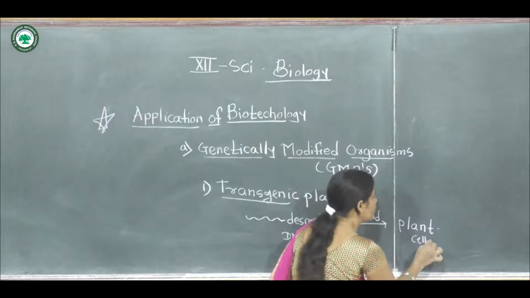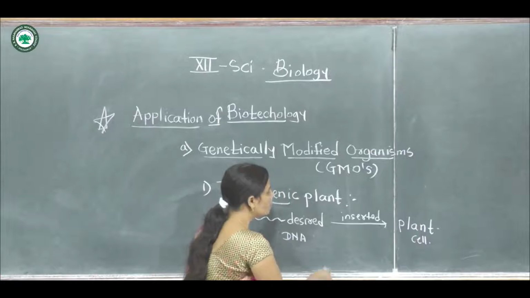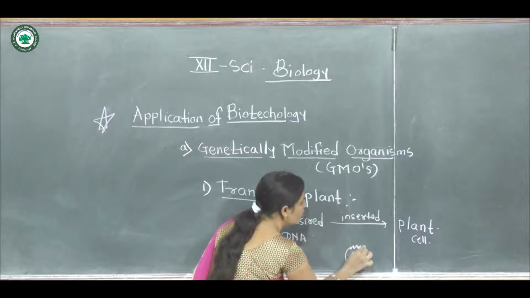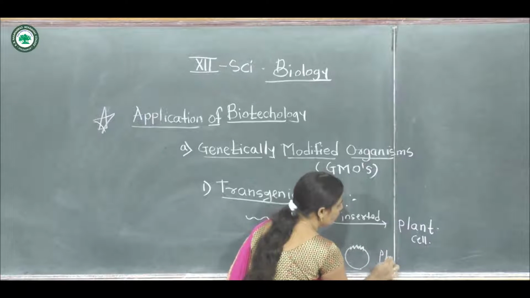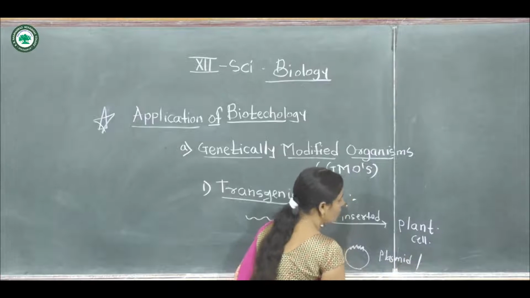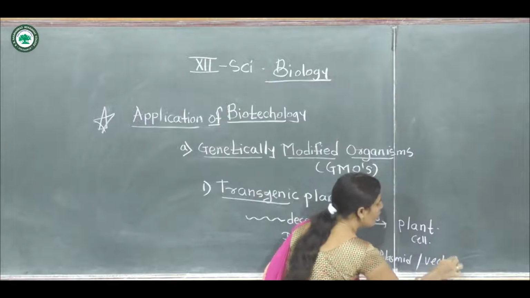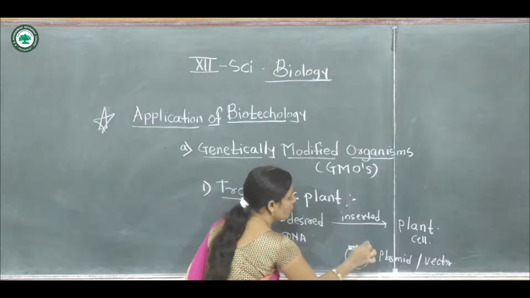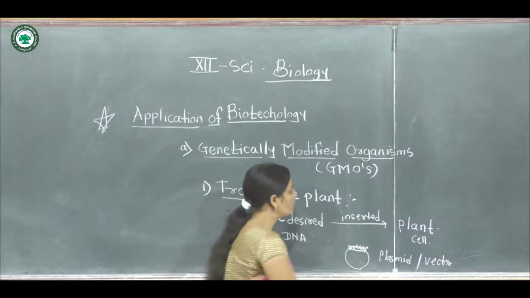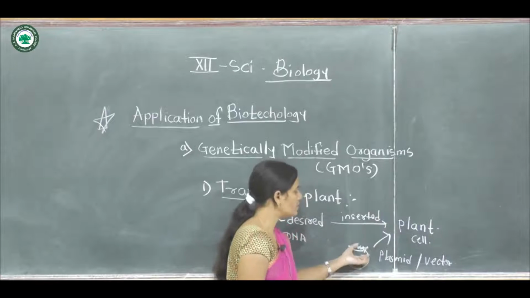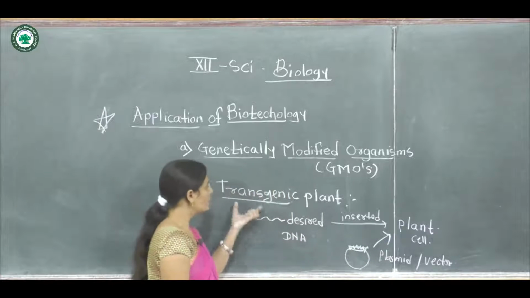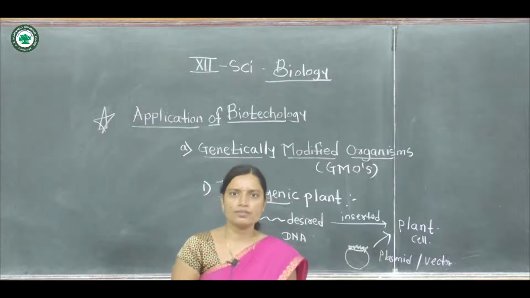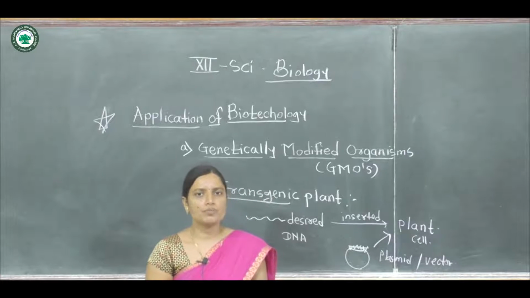Now this particular gene is inserted into the plant cell through vectors, such as a plasmid vector. Through the plasmid or vector, this particular gene or desired DNA can be introduced to the plant. Through this plant cell, the particular gene is introduced. This is one of the techniques by which transgenic plants are produced.